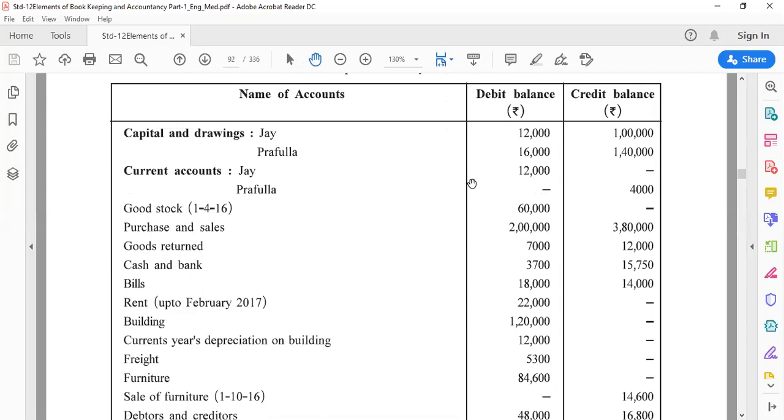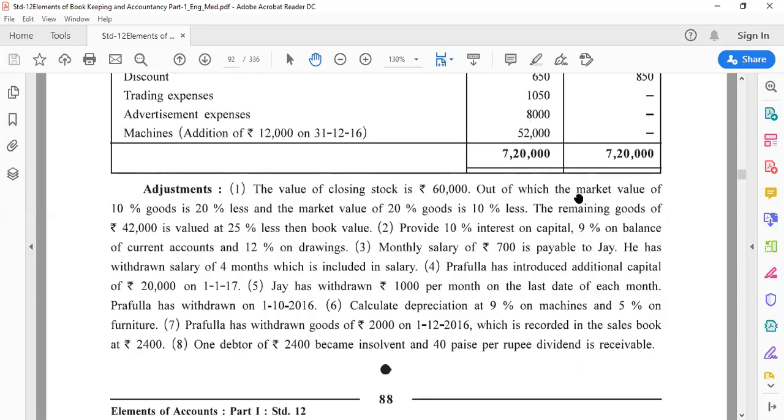As current account balance is given, so we are going to prepare current account as well in this partnership final account. Capital we have given, credit side we have capital and debit side, drawings of Jay and Prafula. So as you know, if we are preparing the current account, no need to prepare capital except it is given that you should prepare the capital account, right? So here nothing like that is given.